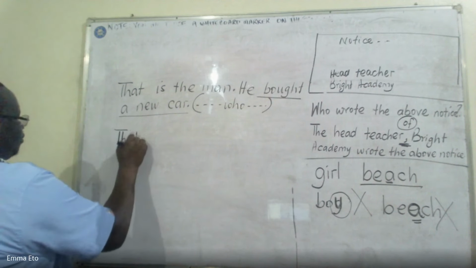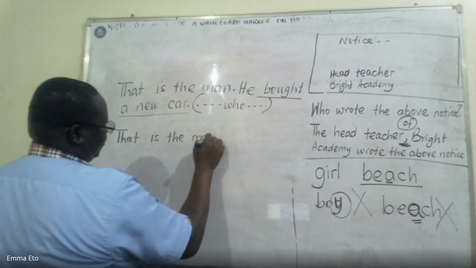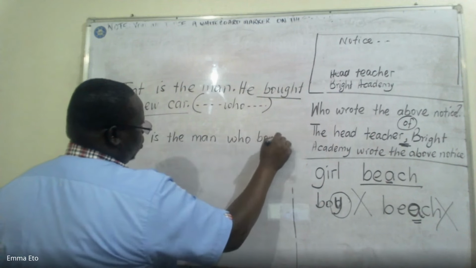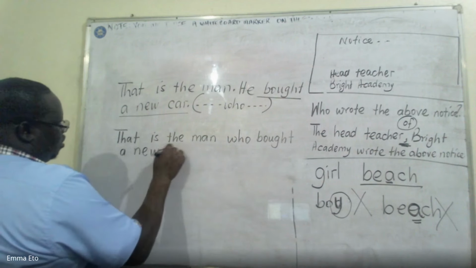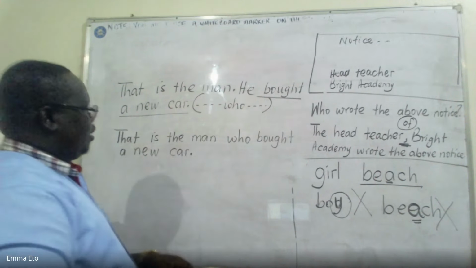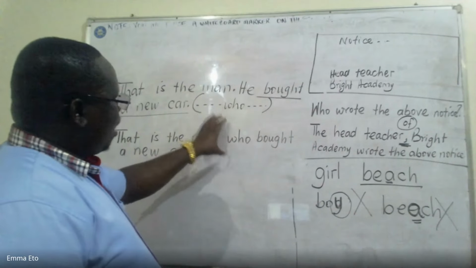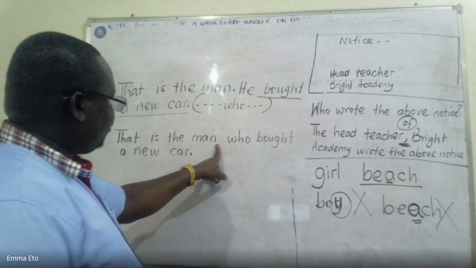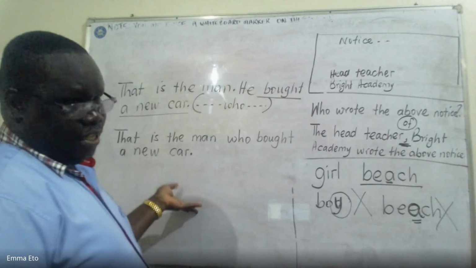Are we there? Now, I will say that is the man who bought a new car. Now, the question is whether to put commas or without two commas. When I say that is the man, do I know this man? I don't know this man.